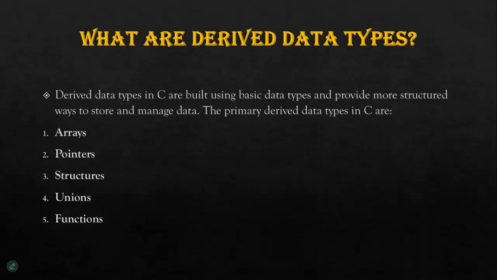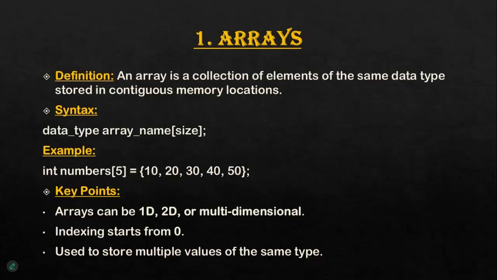So the primary derived data types in C are arrays, pointers, structures, and unions. For structure we use the struct keyword, and for unions we use the union keyword. Next, what is an array?